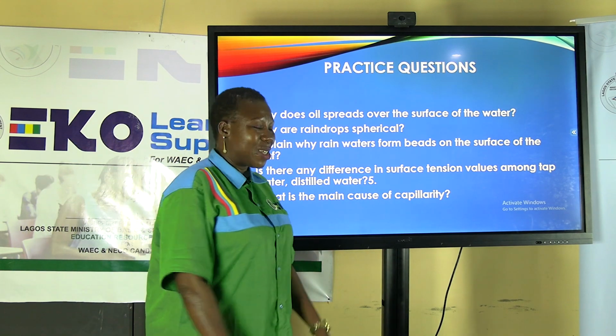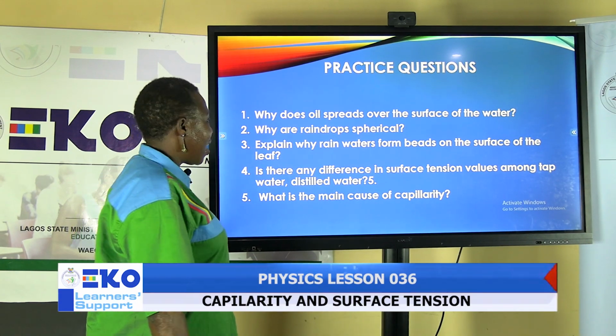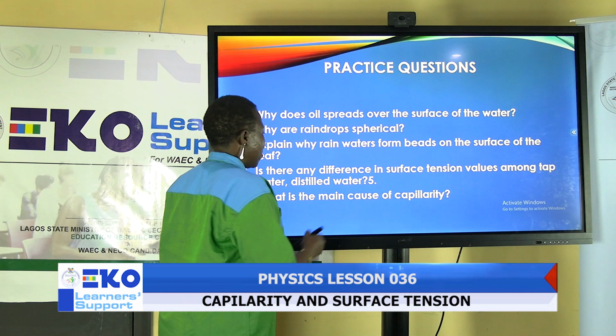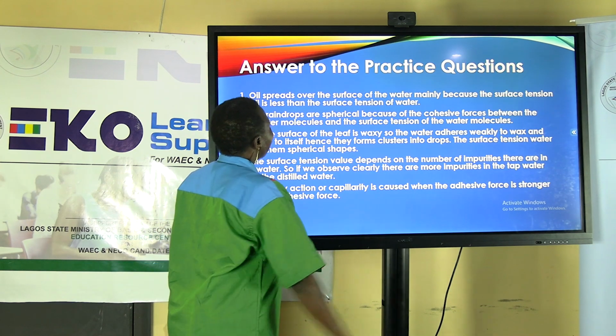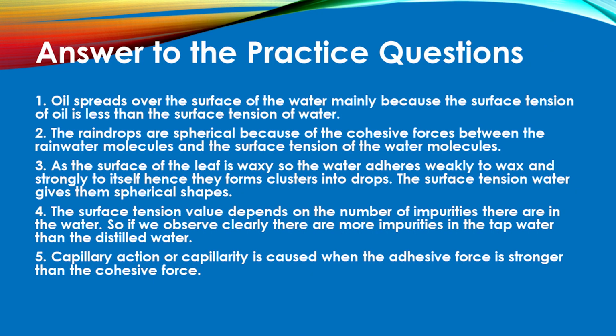Welcome back. So let's look at the practice question and answers to the practice question. I believe you have the correct answers with you. Yes. The first question. Oil spreads over the surface of the water mainly because the surface tension of oil is less than the surface tension of water. That is why oil will spread on the surface of water.